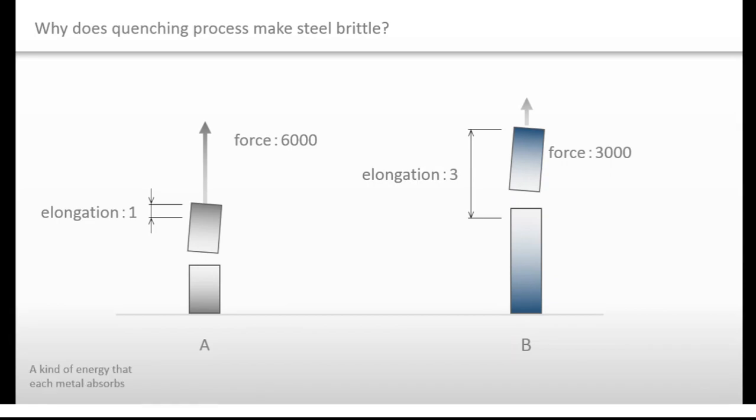So, the energy that metal A absorbed is 6000 times 1, which is 6000 worth of energy, while the energy that metal B absorbed is 3000 times 3, which is 9000 worth of energy. Now we can say that metal B is tougher than metal A, and metal A is more brittle than metal B. Okay? Now you have a clear idea of the terms brittle and tough, right?